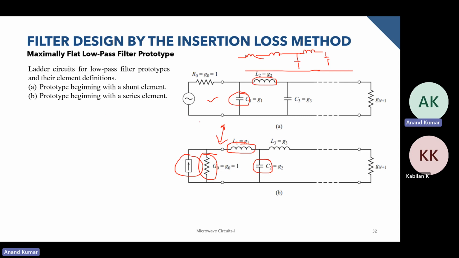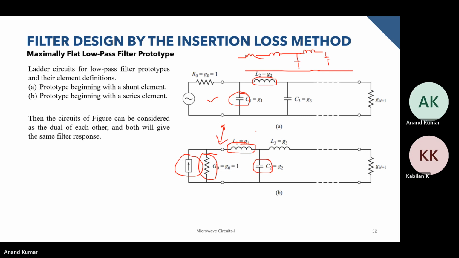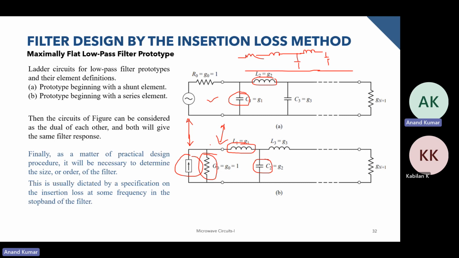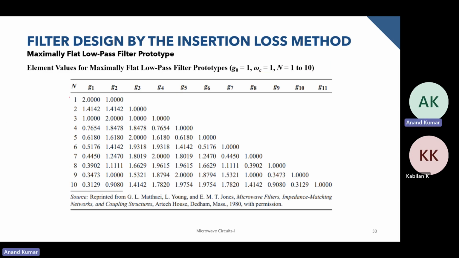For either of these cases, we have a table where all the normalized values are found out for us. Just to make it clear, both these circuits, since they are duals of each other, will have the same filter response. And the only thing needed to find out the normalized values is the insertion loss at the cutoff frequency. Now take a look at this table.